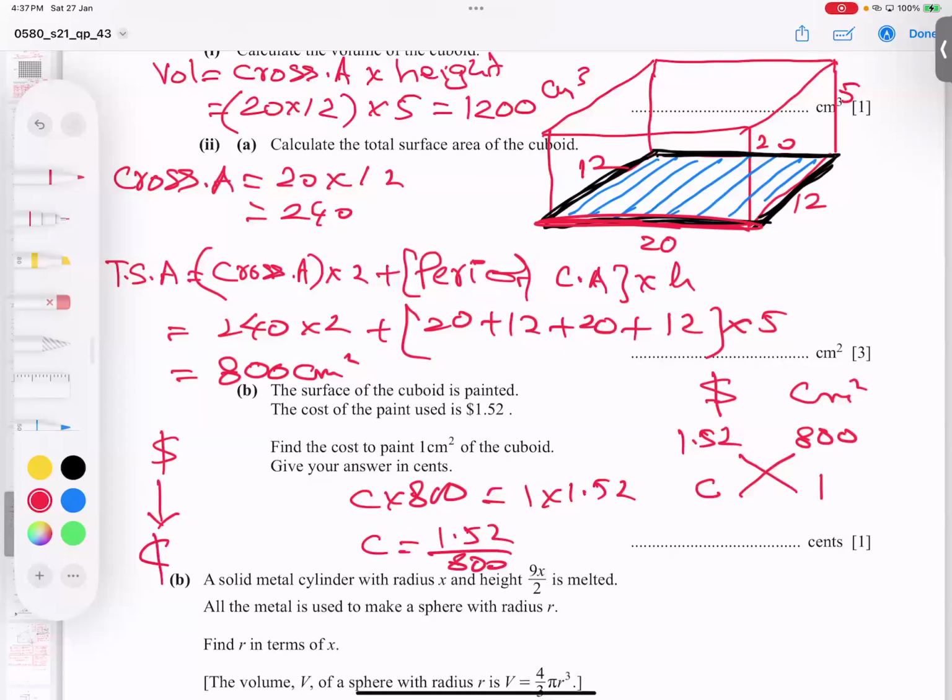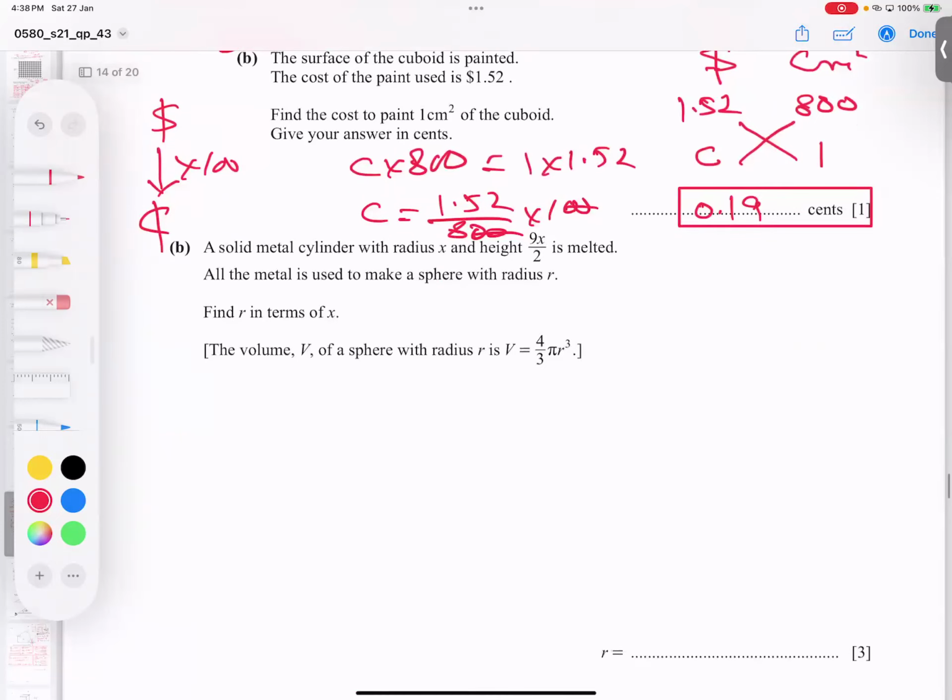It's simple, multiply by 100. So this is multiply by 100, the 2 zeros cancel, and I got 1.52 divided by 8. So cost is 0.19 cent, the cost of the whole thing. I hope this part is clear. And let's go for the bottom part.